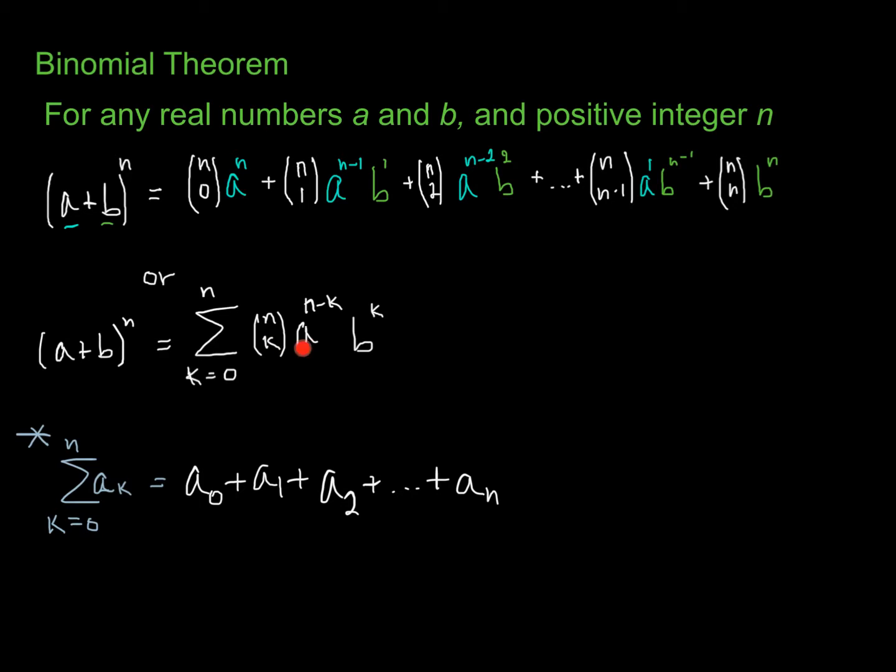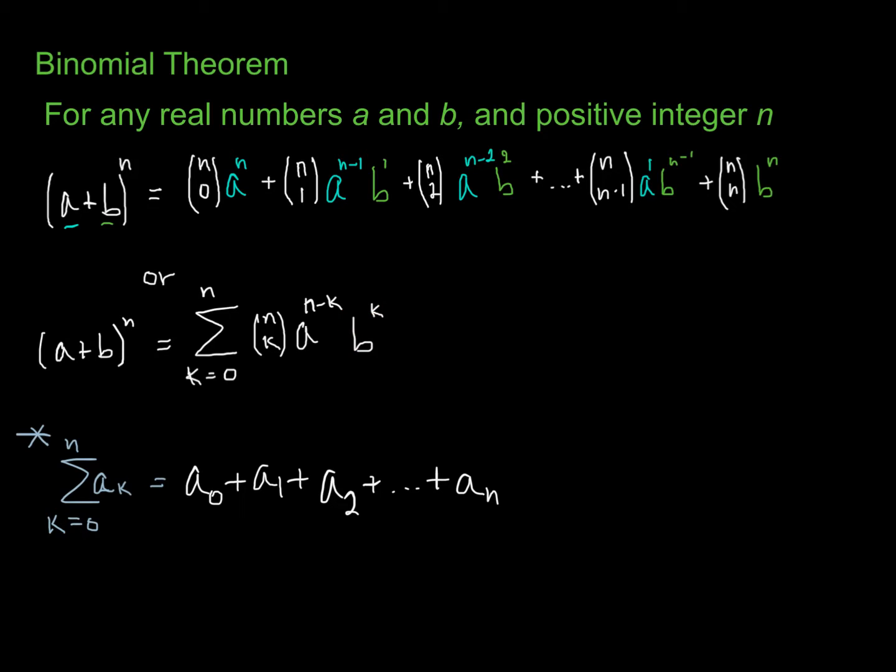Now, we want a to some power to start out at a to the n. So since k will start out at 0 and then increase by 1 each time, if we do n minus k, we'll start at n, and each time k changes by 1, we'll decrease the power of a by 1.